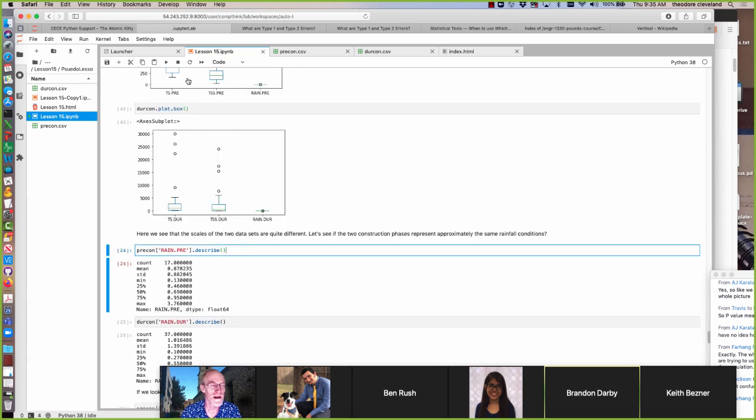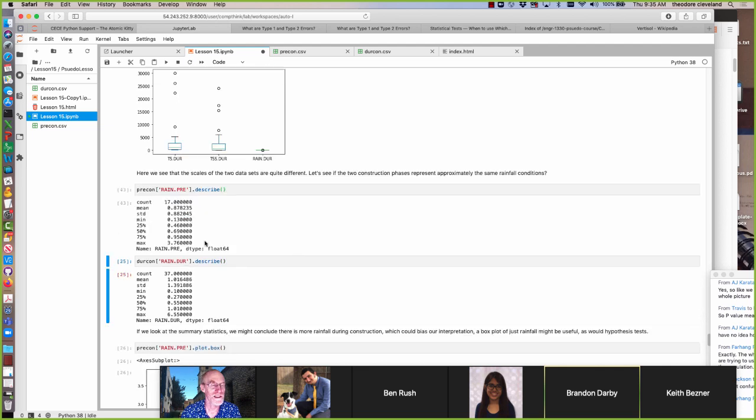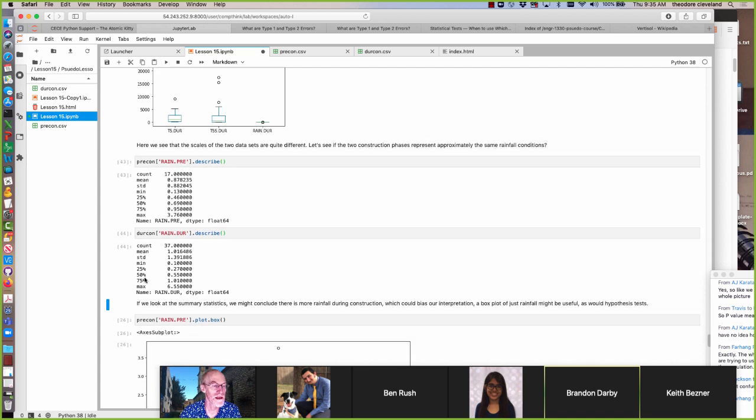So let's look at the rainfall pre-construction. The median rainfall is 0.7, and if we look at the rainfall during construction, the median value is 0.55. So the median rainfall is actually less during the construction period, which is kind of how you're supposed to do it. You want to do bare earth construction during periods of low rainfall, and we still have some high rainfall events, but generally speaking, one might conclude that the rainfall looks about the same.